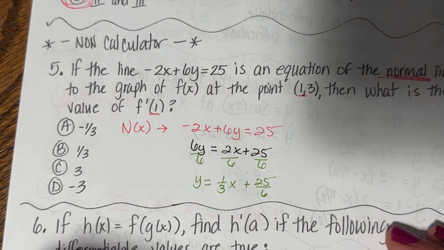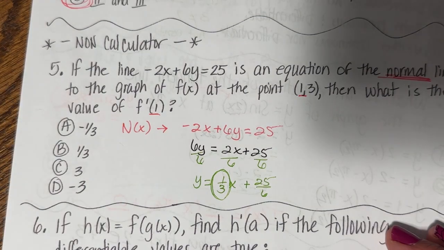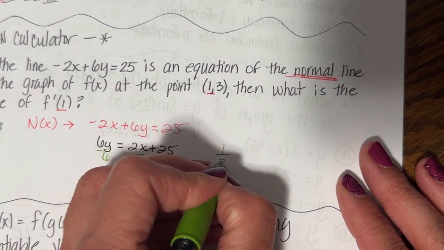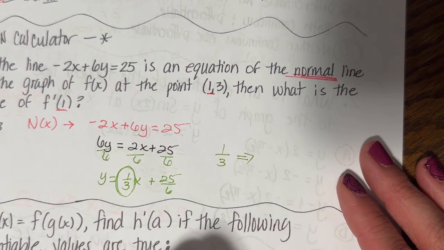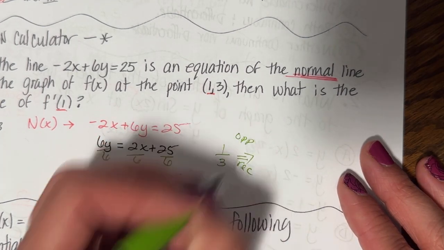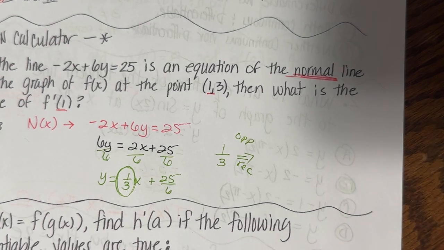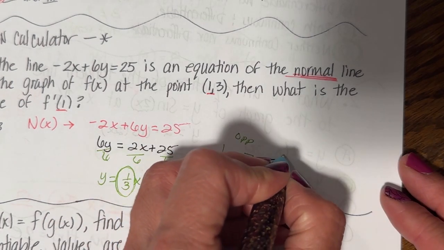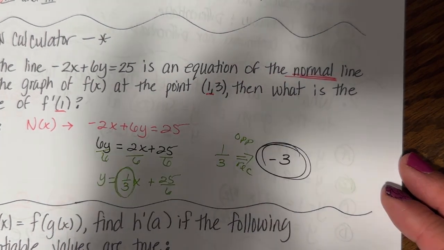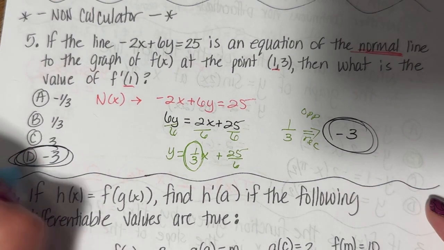Don't worry about all the fractions. The only one you should care about is this one, because that is the slope of the normal line. Well, you need to take that slope and you need to use it to find the slope of the tangent line, which is the opposite reciprocal of this number. The opposite reciprocal of 1/3 is a negative 3 over 1, or negative 3. So negative 3 is the answer. So the answer is D.